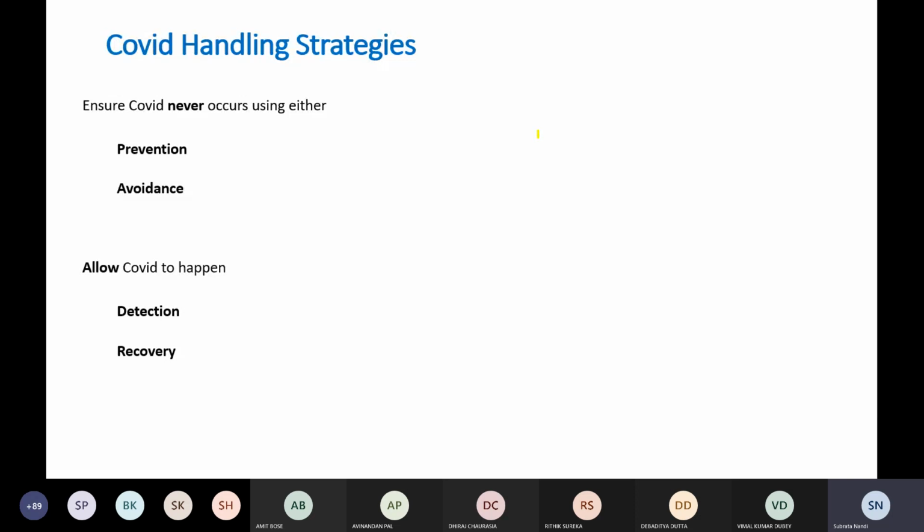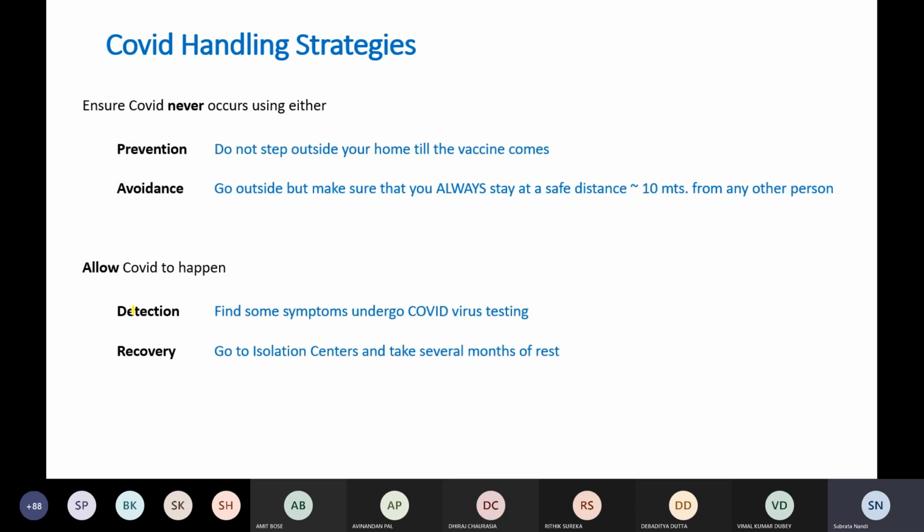So now, handling strategies. We can take analogies from what we are dealing with these days, I mean, dealing with the COVID situation. So what are the COVID handling strategies? Ensure that COVID never occurs using either prevention or avoidance policies, right? And the other one is a kind of reckless approach: allow COVID to happen, and then detect it through testing and recover.